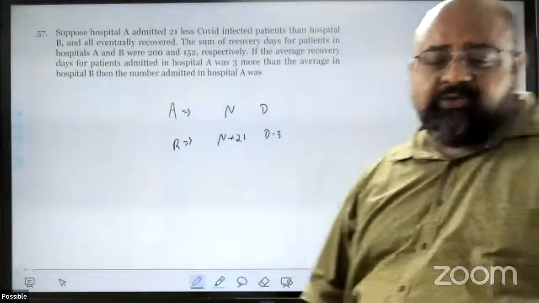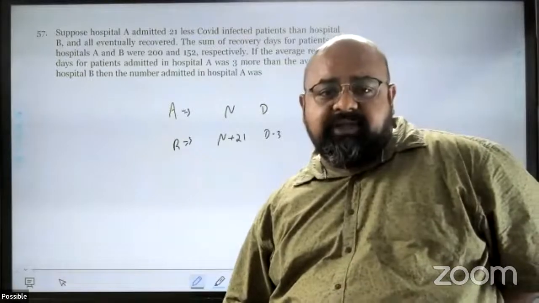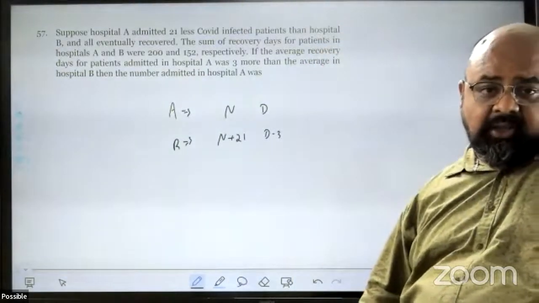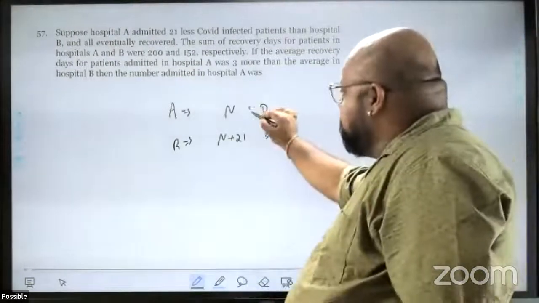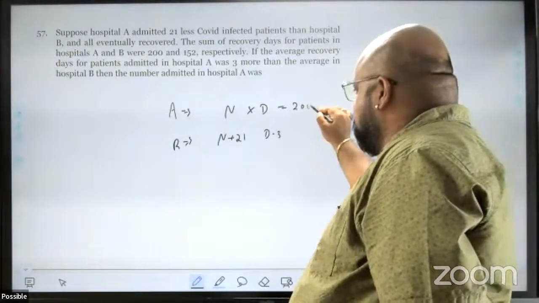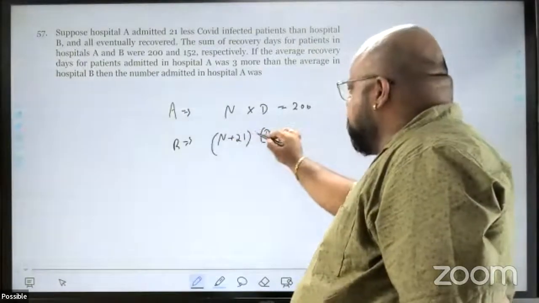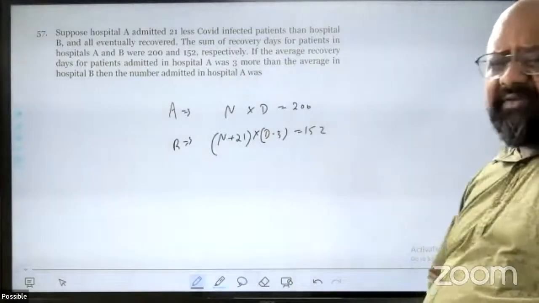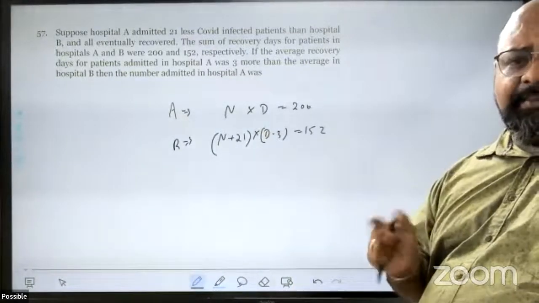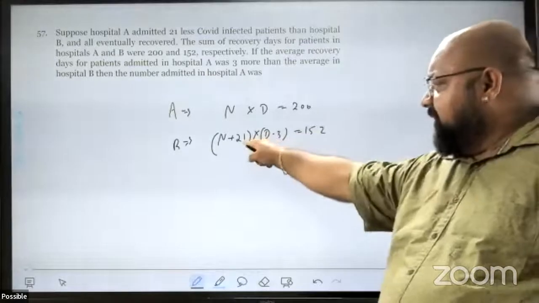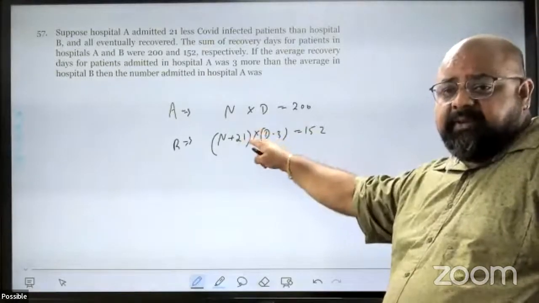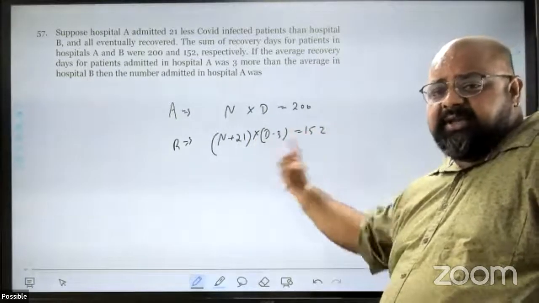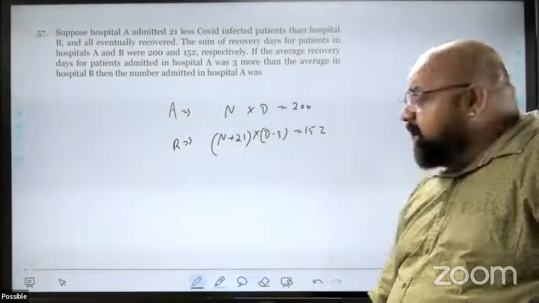So number of patients into average number of days would be the total number of recovery days, which is given to be 200 for A, 152 for B. So n into D should be equal to 200. n plus 21 into D minus 3 should be equal to 152. If I solve, I will get an equation in n and D separately, because if I open this bracket, I'll have a term which will be nD. There'll be a term in terms of n, there'll be a term in terms of D, and then the constant. So I'll get a relationship between n and D from there, right?